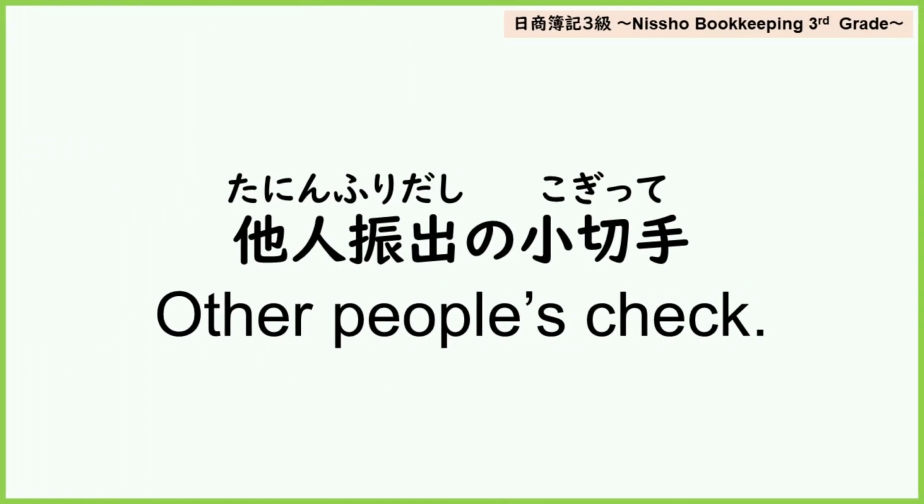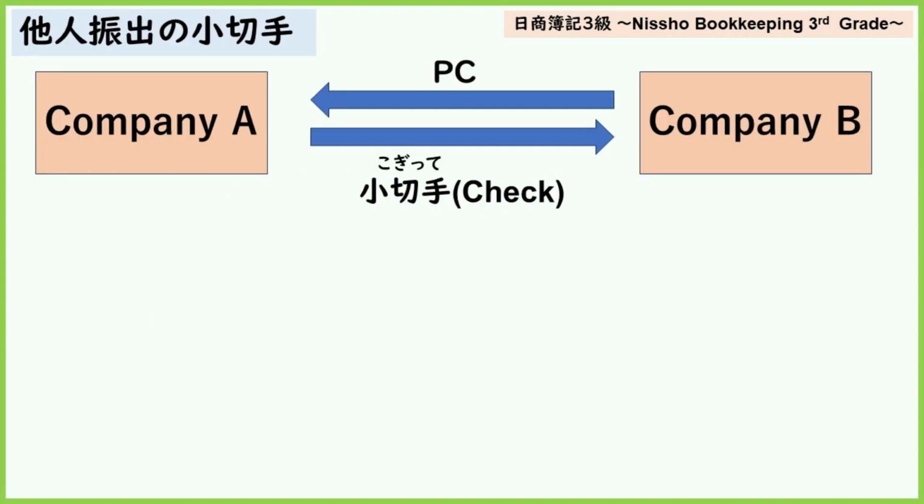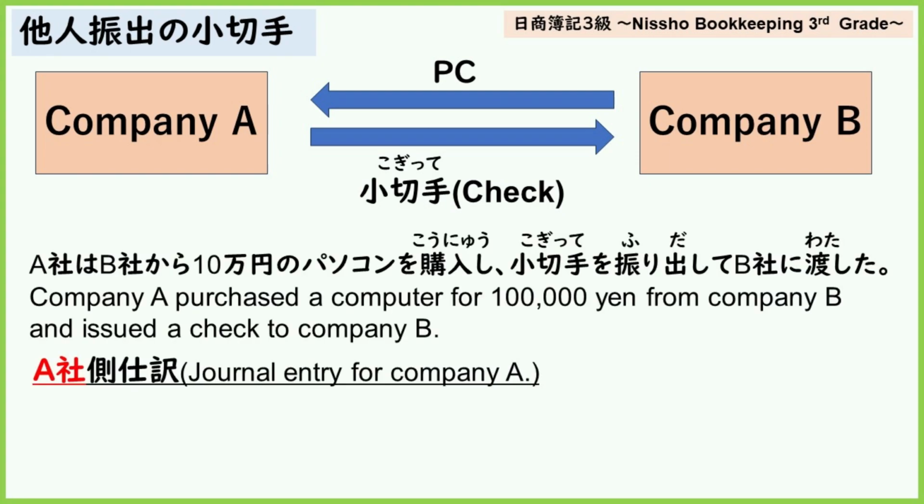The second content. Other people's check. Let's consider the journal entries for transactions as shown. For both A and B company, PC refers to computers used in the office. First, let's think about the journal entry for Company A. Company A purchased a computer for 100,000 yen from Company B and issued a check to Company B.